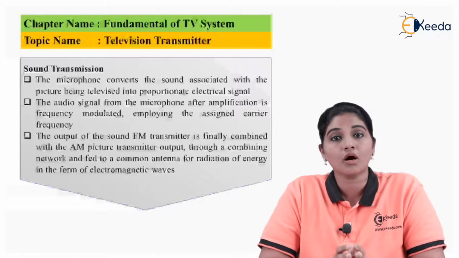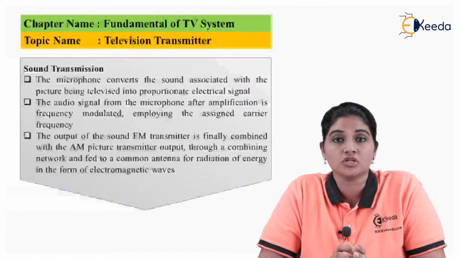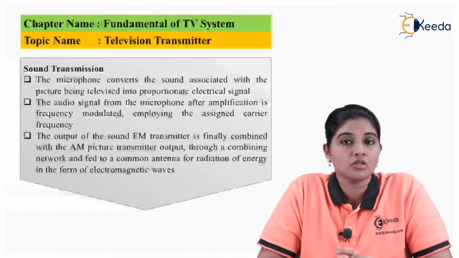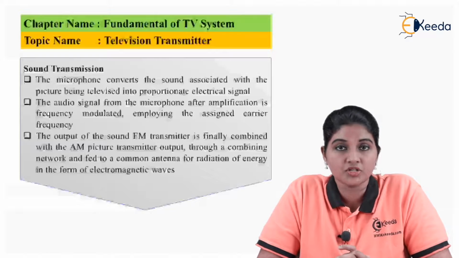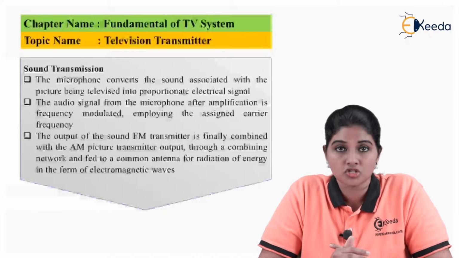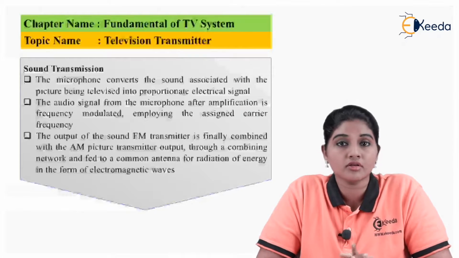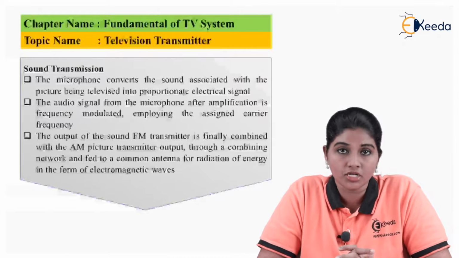So this is how the video and audio information is transmitted by using a monochrome transmitter. So this is the block diagram of the monochrome transmitter, which consists of amplitude modulation and frequency modulation for video and audio transmission. So I hope you understand the block diagram of the monochrome TV transmitter.